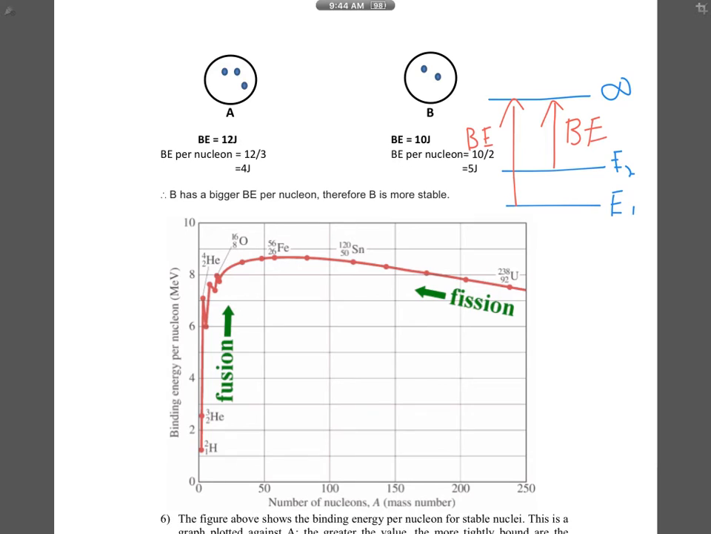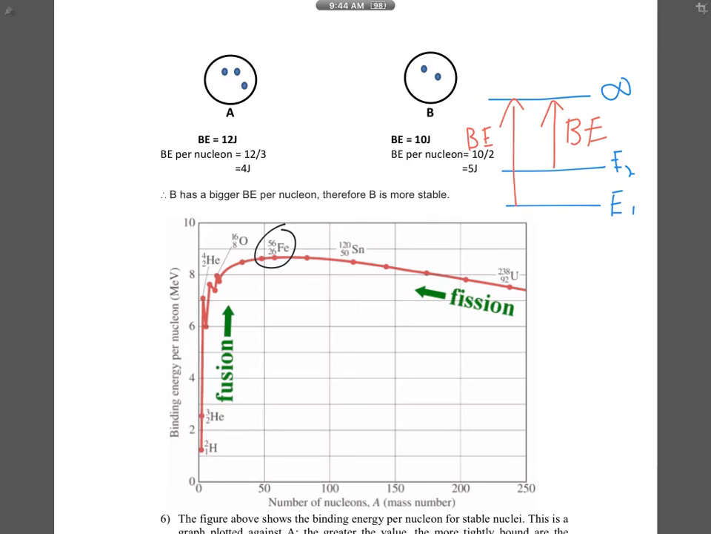So if you look at the graph here of binding energy per nucleon versus nucleon number, the higher the binding energy per nucleon, the more stable. So which element is the most stable? Can you see it? Iron. Do you understand?